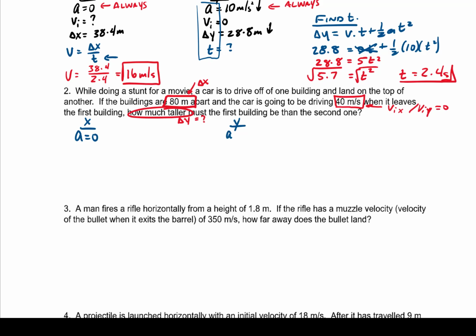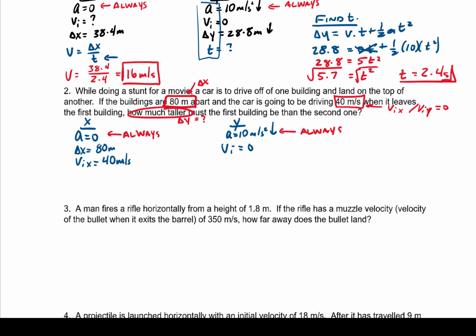I know that the acceleration is 0 in the x and the acceleration is 10 meters per second squared down in the y direction, and these are always true. It's important that you can identify that right away, knowing that when we have something driving off a building, being thrown out, being thrown up, being dropped, the acceleration in the x is 0, and the acceleration in the y is 10 meters per second squared down, always. My delta x is 80 meters. My velocity in the x is 40 meters per second. My velocity in the y is 0.